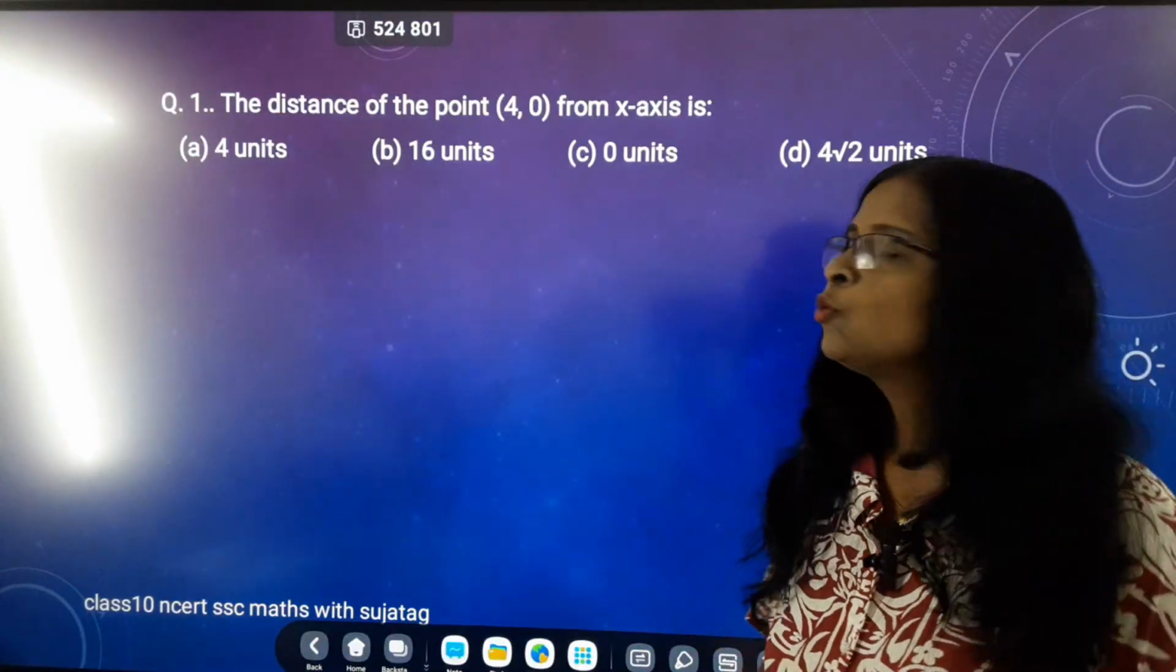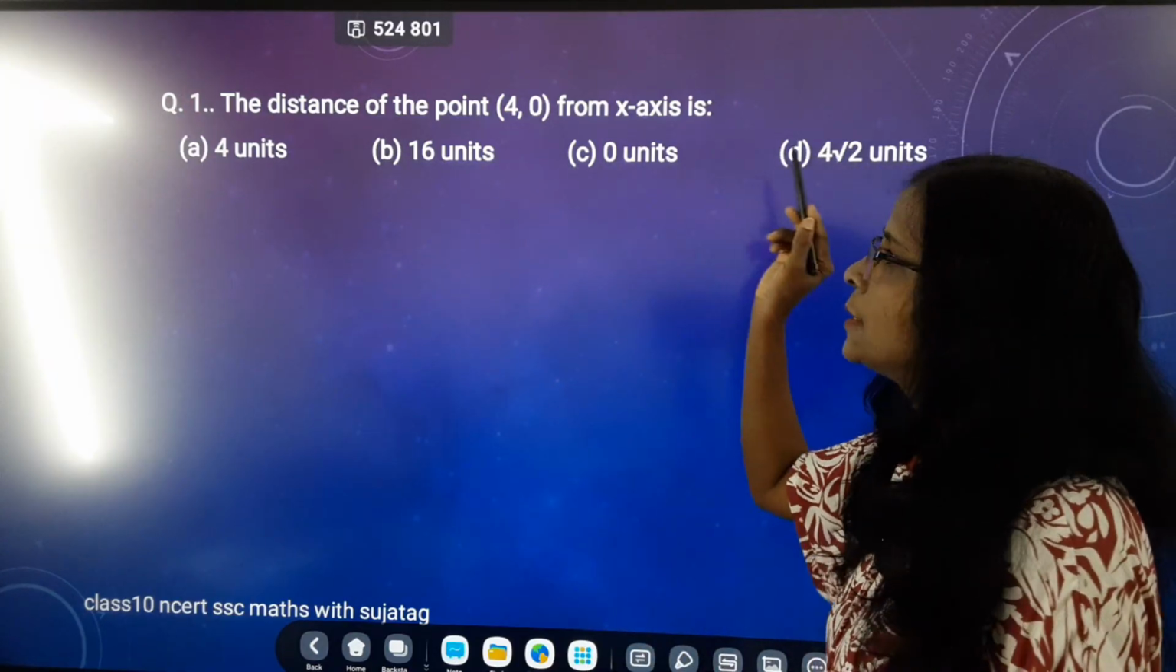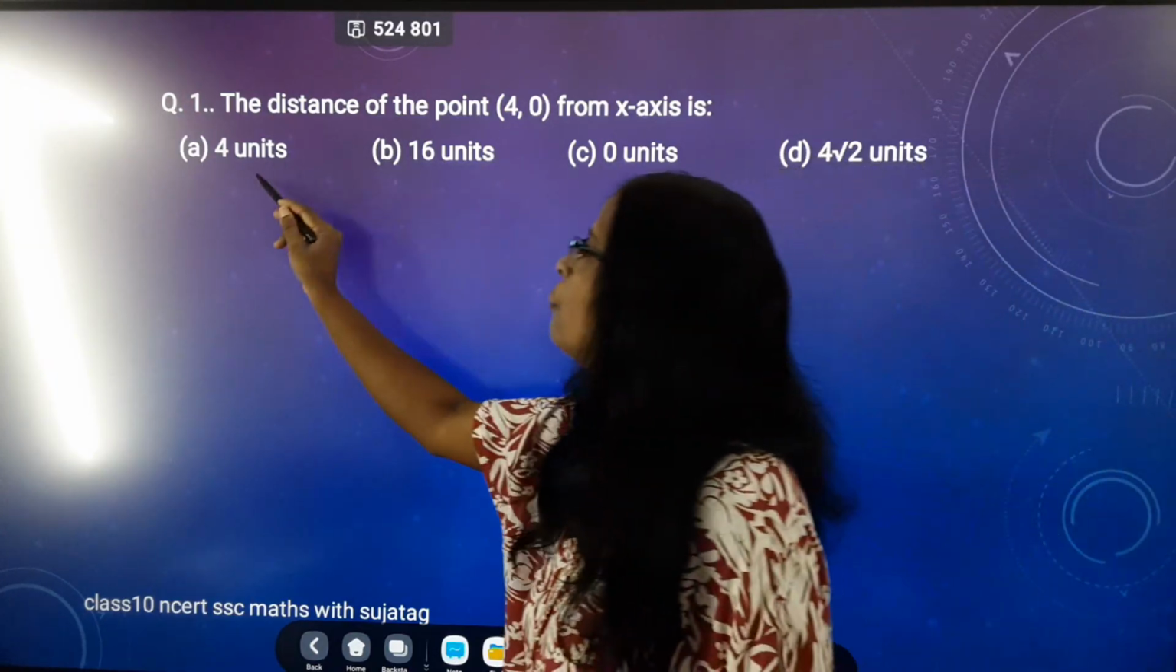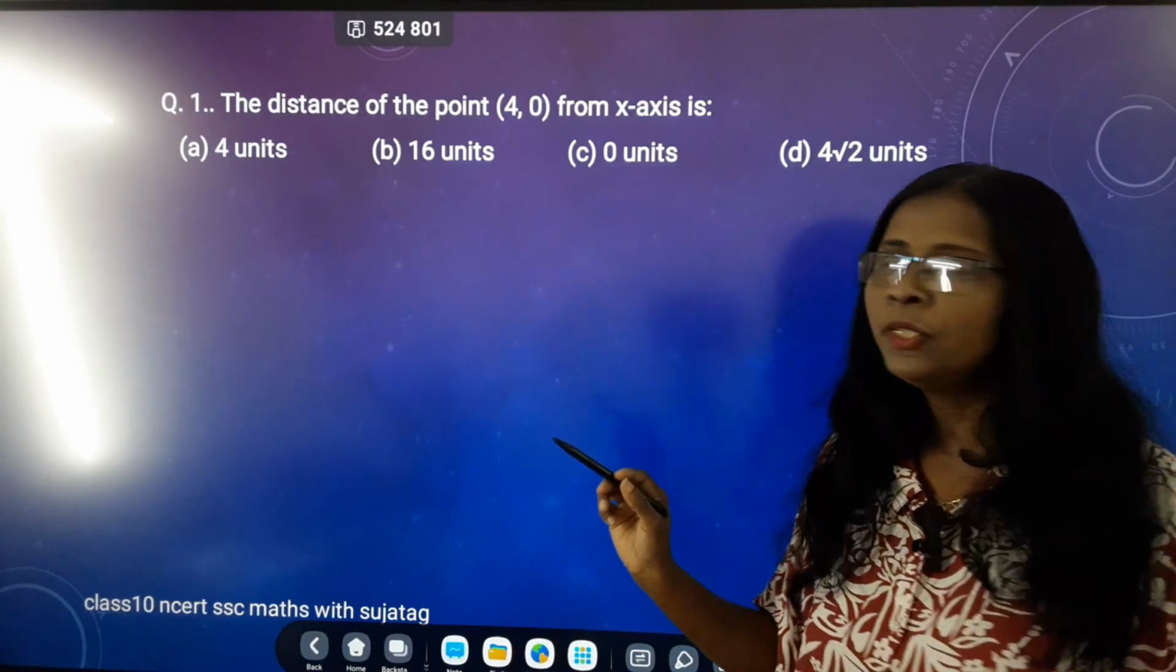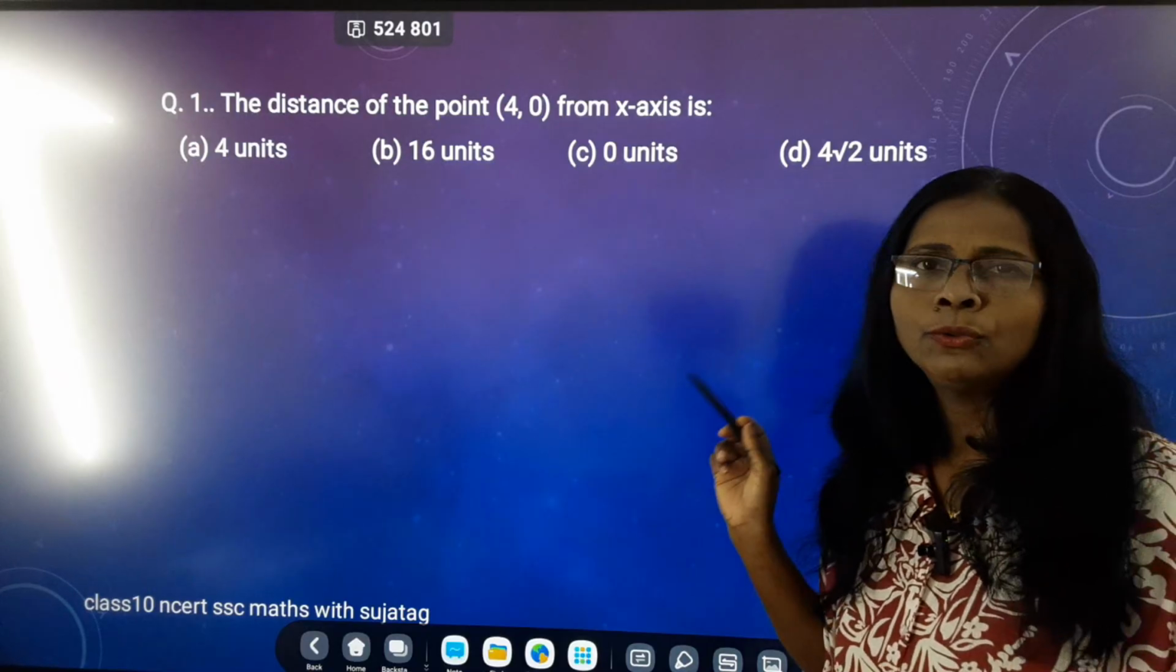Okay, one example students, the distance of the point (4, 0) from the x-axis is. First option is 4 units, second one is 16 units, third is 0 units, and the fourth one is 4 root 2 units.